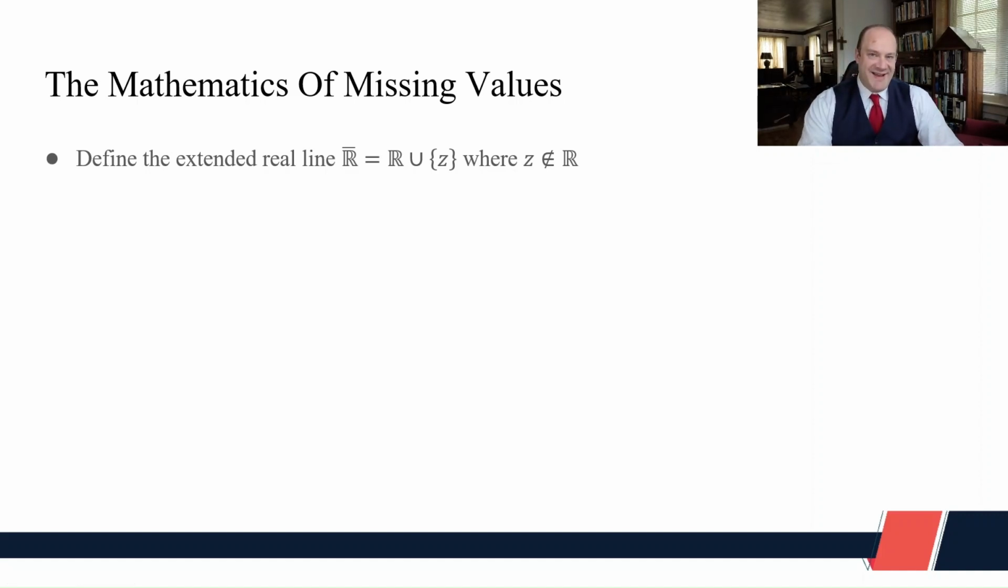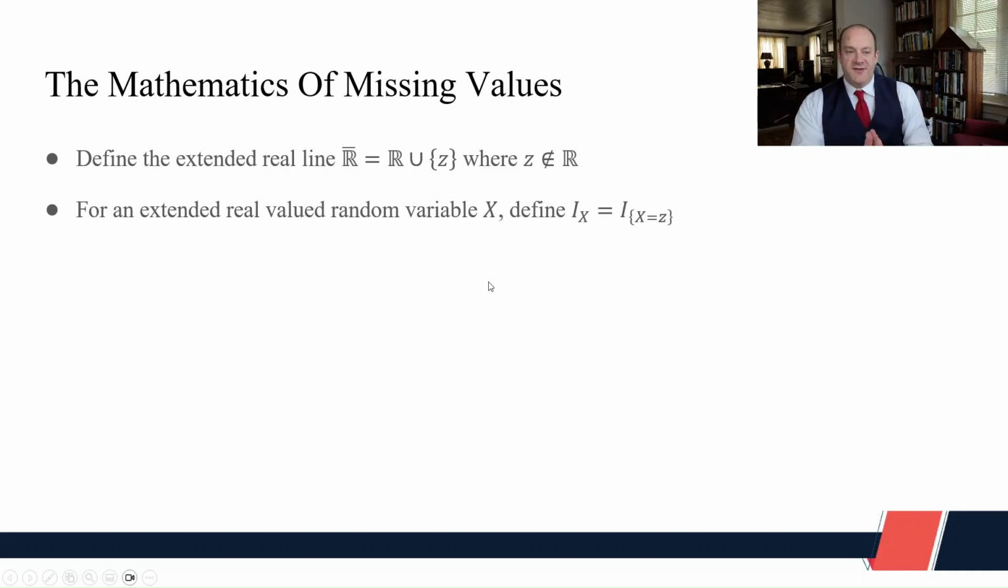We're going to define the extended real line. We're going to take the real numbers and add some other element, perhaps we'll call it z, to it, and we'll call that R bar. For an extended real valued random variable, which means it takes real values or it takes the value missing, we're going to define an indicator function. It turns on when the variable is missing, and it turns off when the variable is populated.